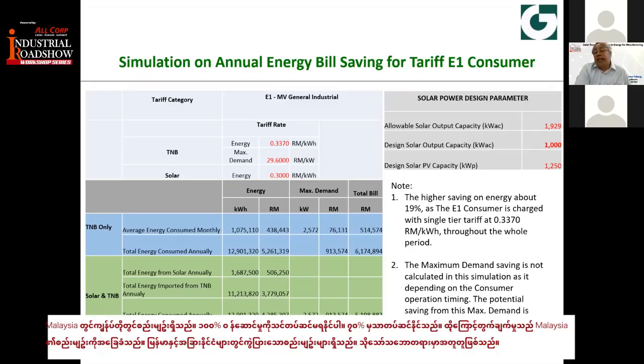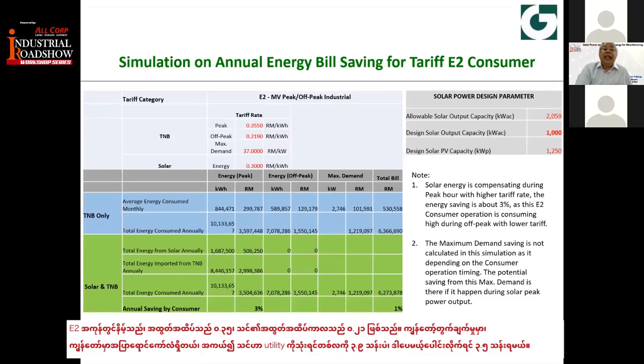So one more thing, ladies and gentlemen, I want to share. In Malaysia, we have a regulation which says that you cannot install more than 100% of your load. You can only install up to 70% of your load. That is why my calculation is based on the regulation in Malaysia. Maybe in Myanmar you have a separate regulation. In Indonesia you have a separate one, but it is almost the same concept. So that was the calculation for tariff E1.